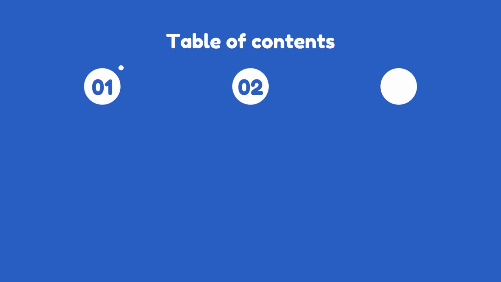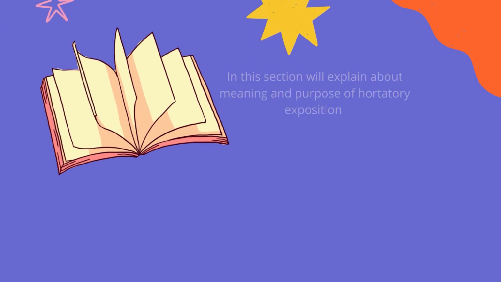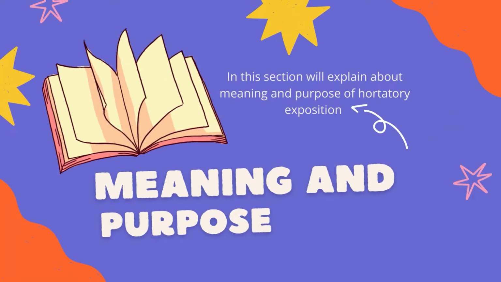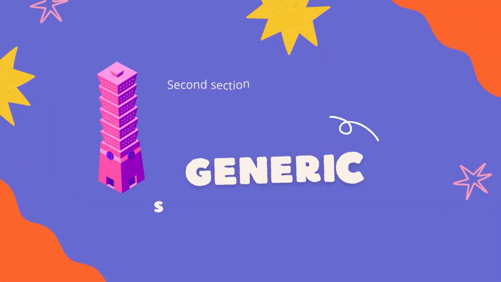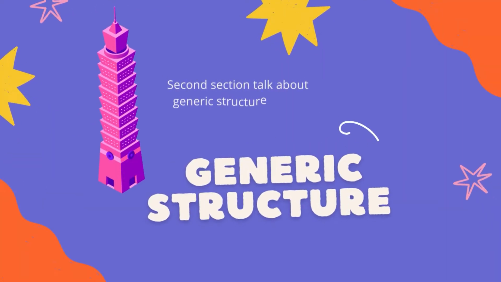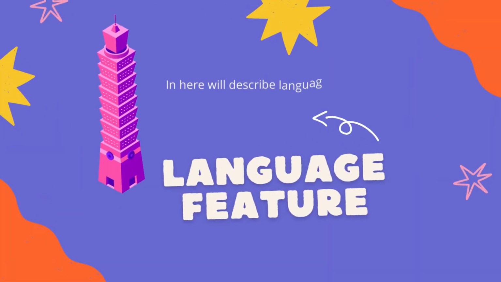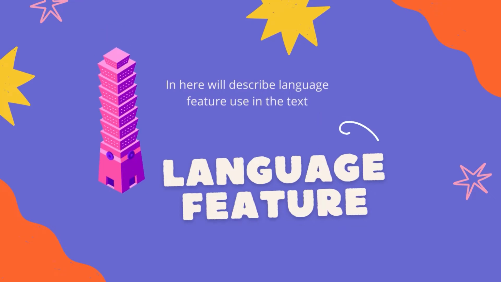Okay, this is material of hortatory exposition. This material consists of meaning and purpose, generic structure, and language feature. For the first, in this section we'll explain about meaning and purpose of hortatory exposition. For the second section, talk about generic structure that is used in hortatory exposition. For the third, this section will describe language feature used in the text. Let's go learn the material.